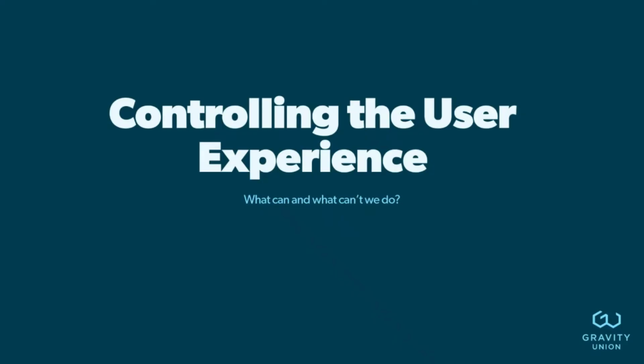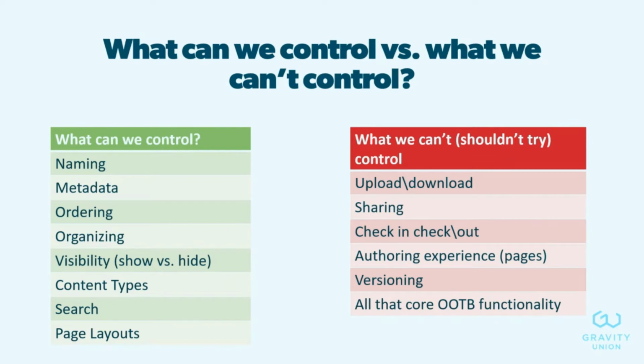So, what are we talking about when we're controlling the user experience in SharePoint? Really the things on the left are what we want to focus on. Naming conventions, metadata: what are we asking for? Is the metadata useful for end users? How we order and organize content, what we're showing, how we create our content types, our search, our page layouts. That's all the stuff that SharePoint gives us as levers or controls in the system to create the user experience.